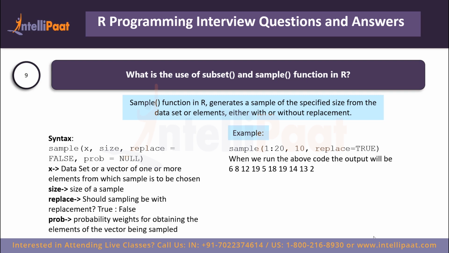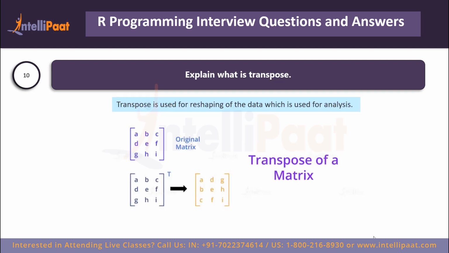Now let us move on to the next question, that is, explain what is transpose. Transpose is used for reshaping the data which is used for analysis. So we rotate or transpose our object frame so that the rows become the columns and the columns become the rows. So that is what we are transposing, the rows and the columns.